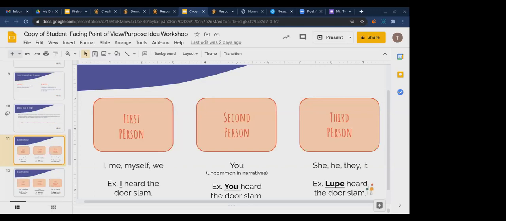And again, you can tell me in the chat. You can come off mute. Any thoughts, any examples come to mind of stories that are told in the first person?